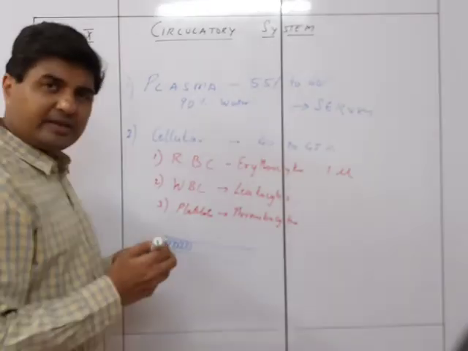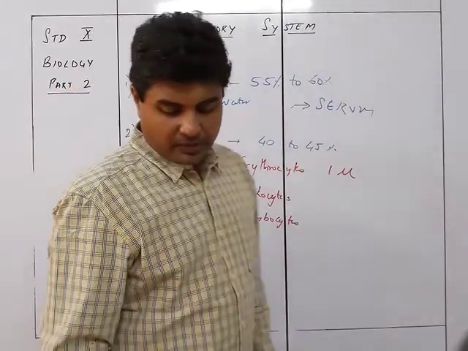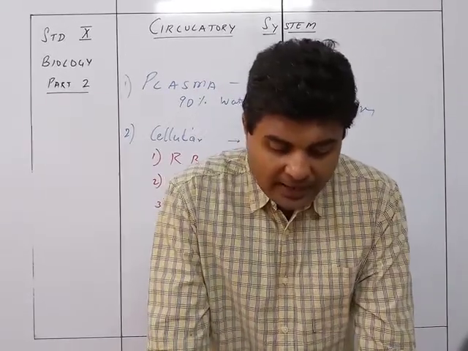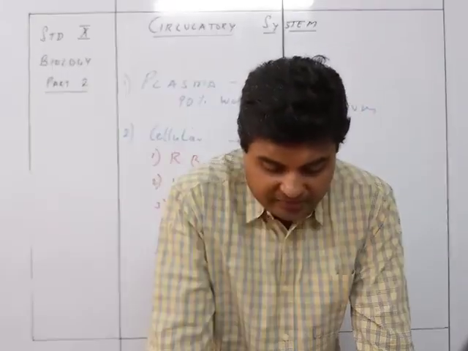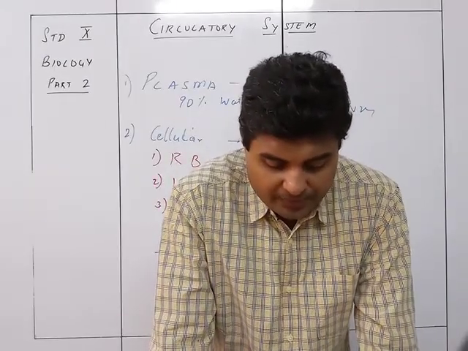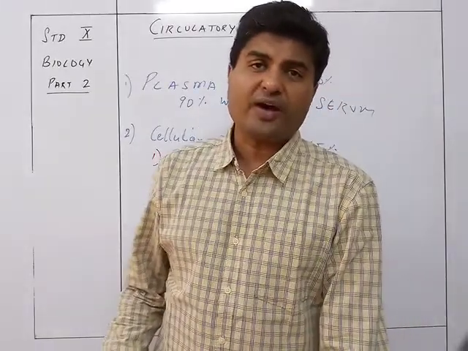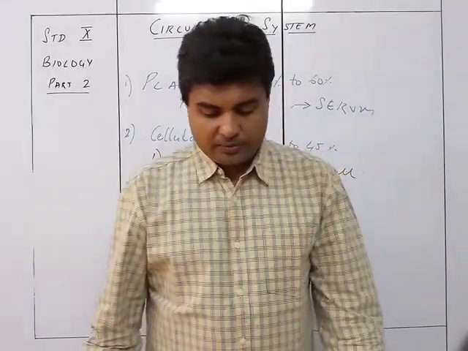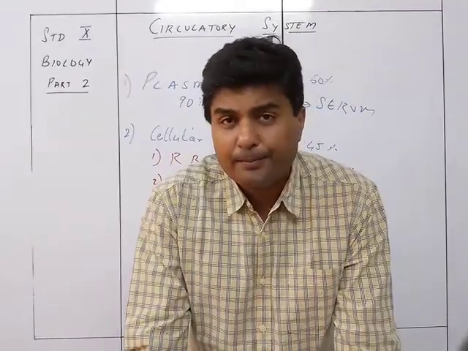They are able to travel in a single file in the small capillaries because they are of such a particular shape. An adult human male has about 5 million RBCs per cubic mm of blood, and an adult female has slightly less, about 4.5 million. So around 5 million or 4.5 million, that is in 1 cubic mm.